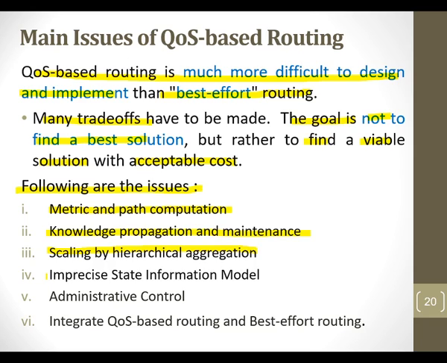The fourth issue, imprecise state information model. A trend in quality of service-based routing algorithm design is that more and more people realize the imprecise nature of quality of service routing. Imprecision means that the routing state information based on which the routing decision is made is not accurate or precise.